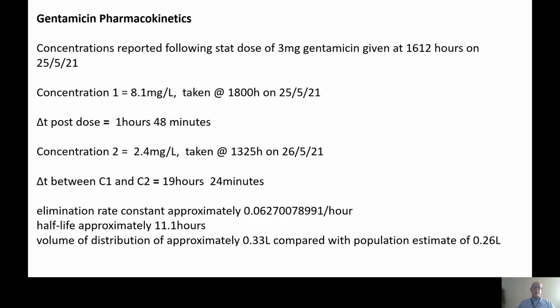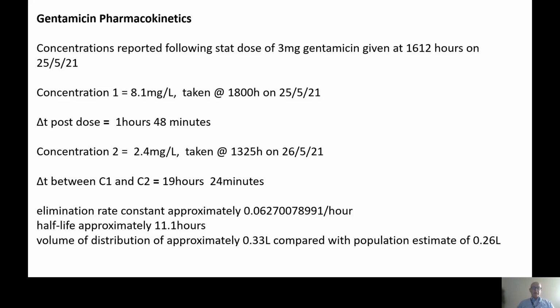the natural log of 2.4, and then dividing by 19.4, which is 19 hours and 24 minutes expressed in decimals. You get an elimination rate constant of about 6%. That translates into a half-life of 11 hours. Their volume was calculated to be 0.33 litres, and their estimate was 0.26 litres. So with these figures, you can then work out a suitable dose and dosing frequency.